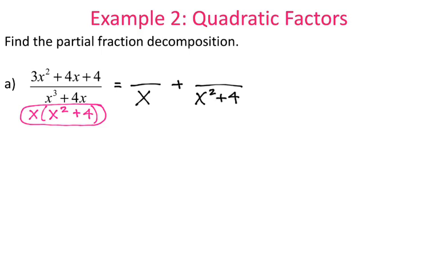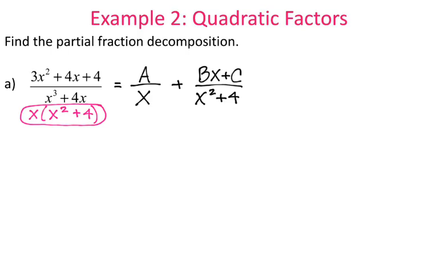And this is where the difference comes in, because with the other examples, we did not actually have an x squared in the denominator. So that is going to change what we have in the numerator. For my first fraction, I'm still going to have A. That didn't change. For my second fraction, since I have a quadratic denominator, that means I need to have a linear numerator. So what that looks like is Bx plus C.